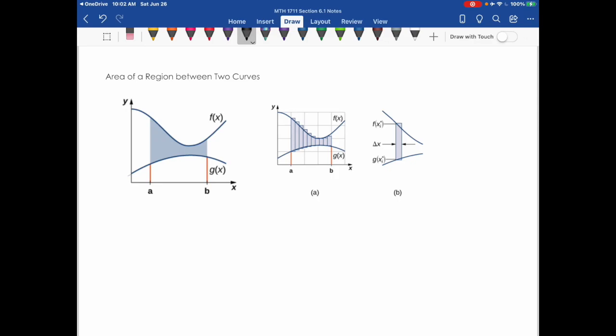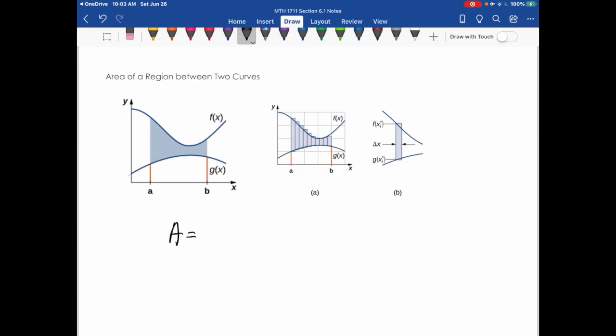And if you notice, f of x in this picture is above g of x. So when you look at the picture labeled A, we're just going to be dividing them up into rectangles again. But the thing that's different about this is that in order to find the height of the rectangle, we need to take the height of f of x and subtract the height of g of x to find the height of the rectangle between the areas.